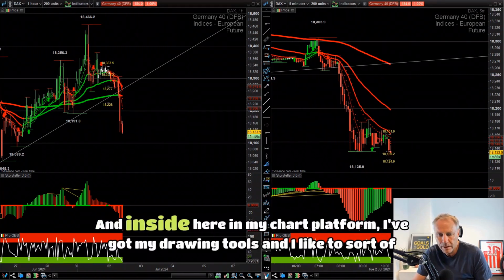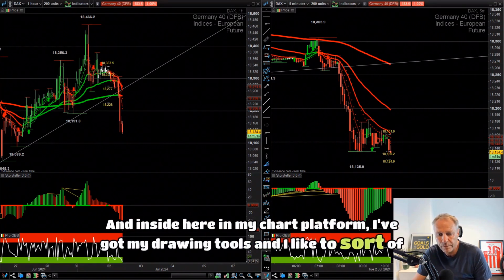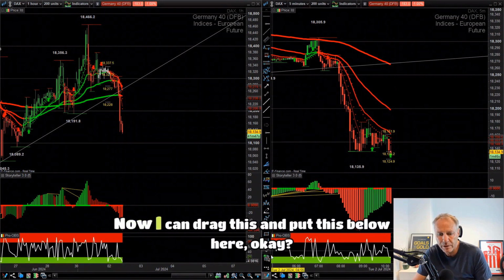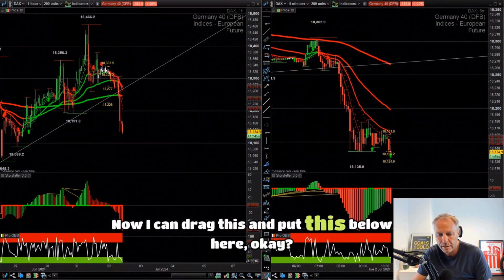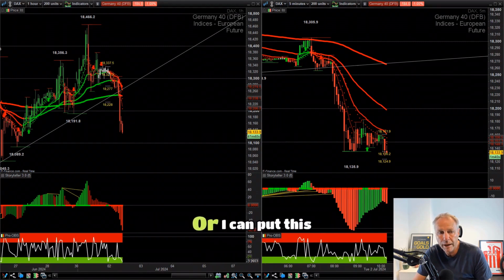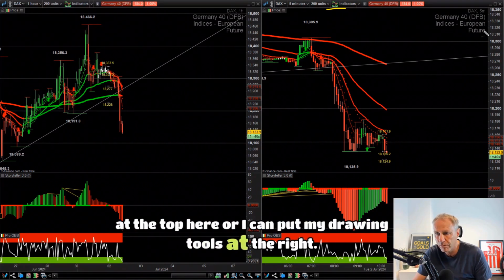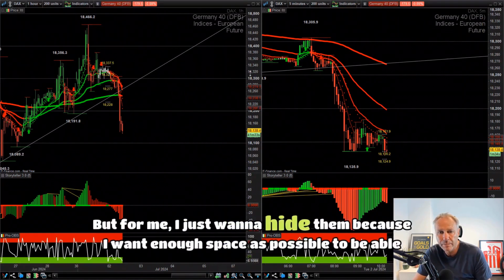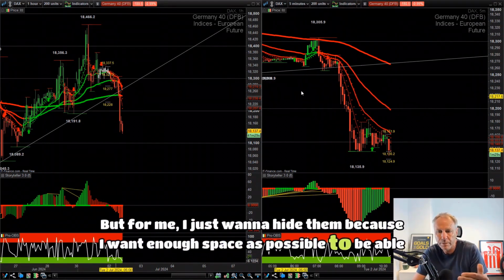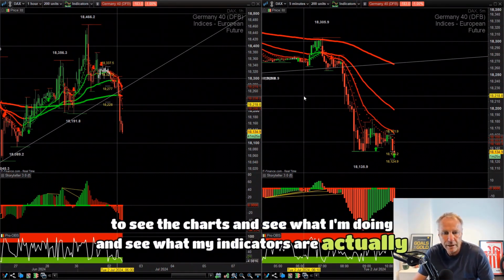And inside here in my chart platform, I've got my drawing tools, and I like to get rid of them when I don't need them, so it's just one click to have my tools. Now I can drag this and put this below here, or I can put this at the top here, or I can put my drawing tools at the right. But for me, I just want to hide them because I want as much space as possible to see the charts and see what my indicators are actually giving me.